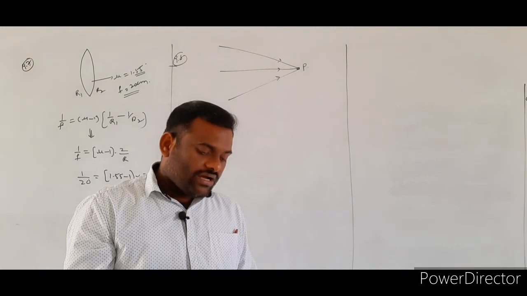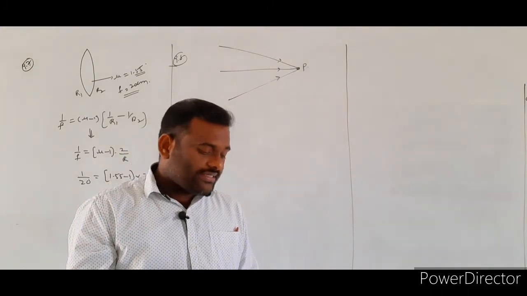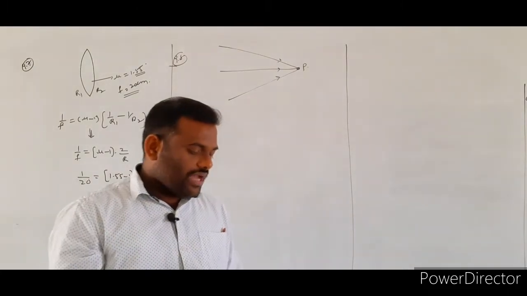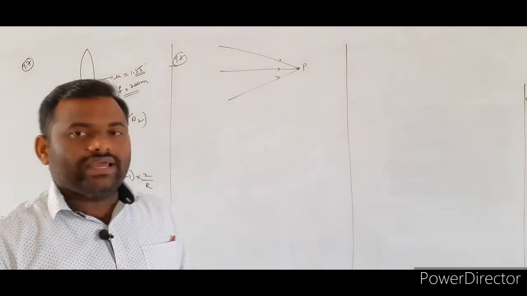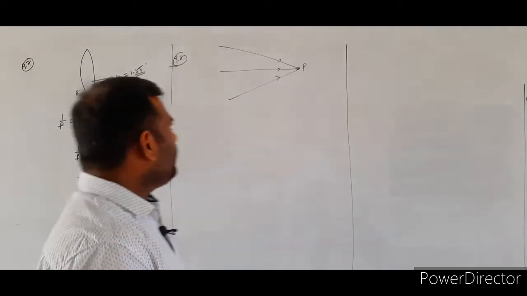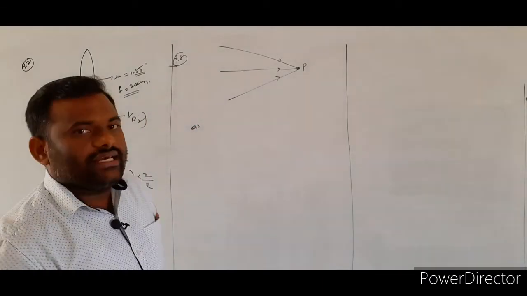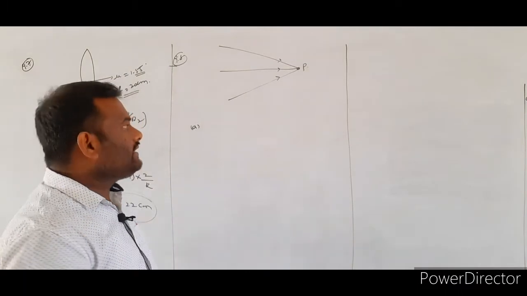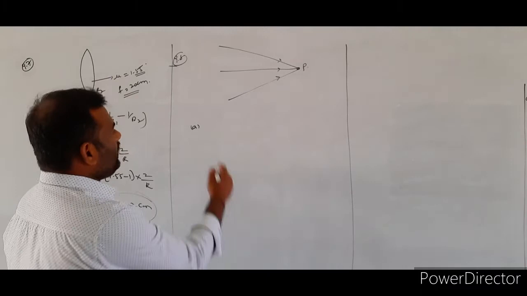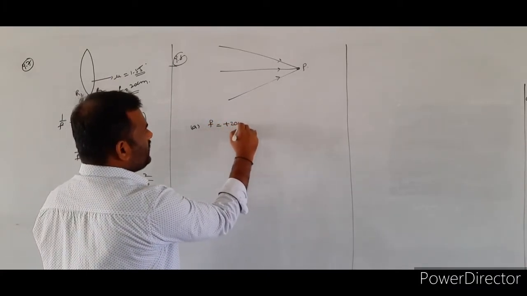If a lens is a convex lens of the focal length 20 centimeter and the second one is concave lens of focal length 16 centimeters, we have to calculate where the final images will be formed. See here, in the first case, which lens they consider? We have to place a convex lens of focal length 20 centimeter. Focal length of the convex lens is equal to 20 centimeter.